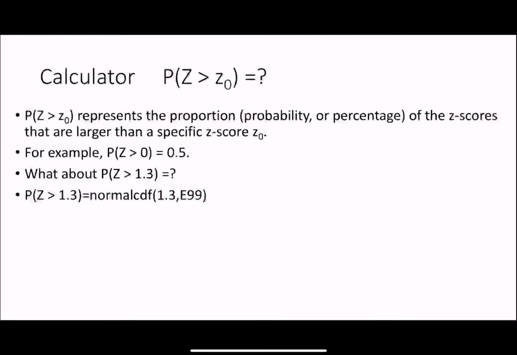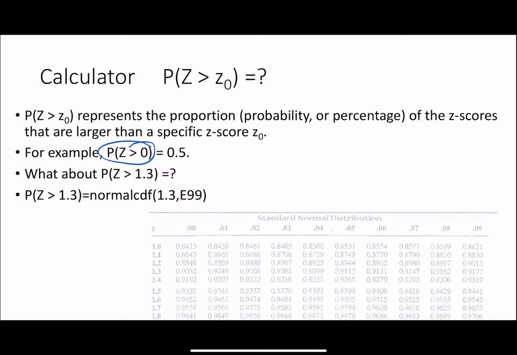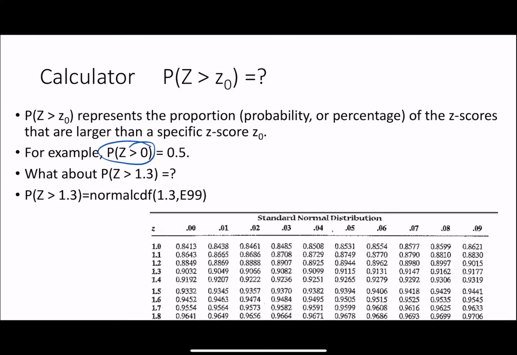Okay, so now let's take a look here. So remember, if z equals 0, if my z-score is 0, that means it is the mean. That means the area under the curve to the left and to the right are both 50%. They're both 0.5. What about if z is greater than 1.3? Let's take a look at that on my z-table. So here's my z-table. I cut it a little bit because I don't need all of the rest of that and it needs to fit on my screen.